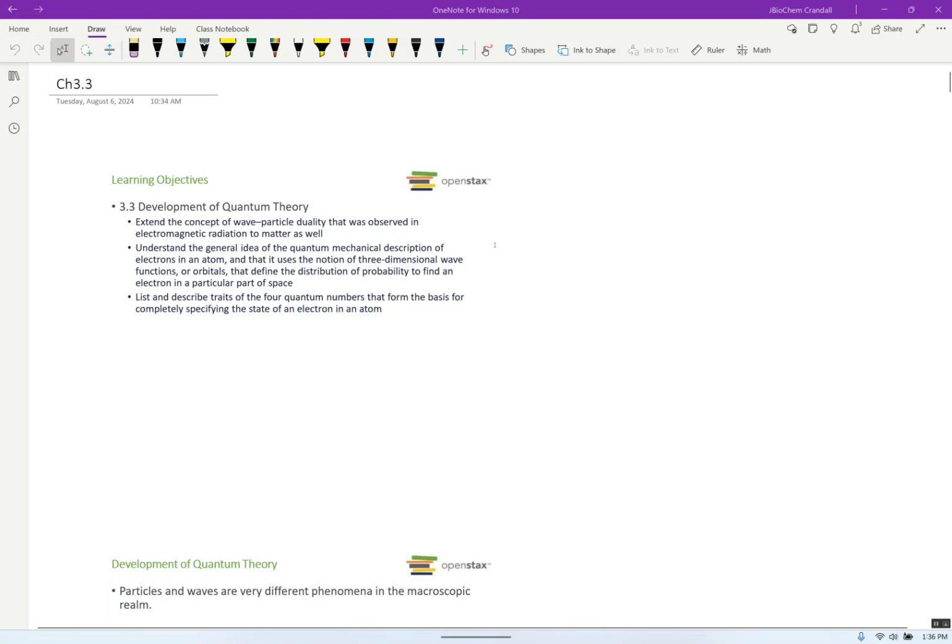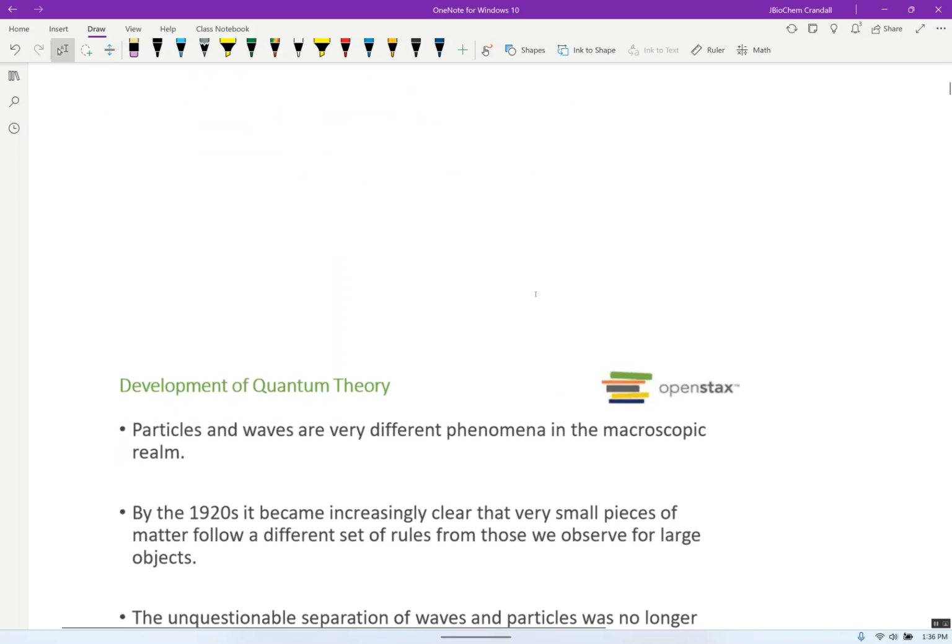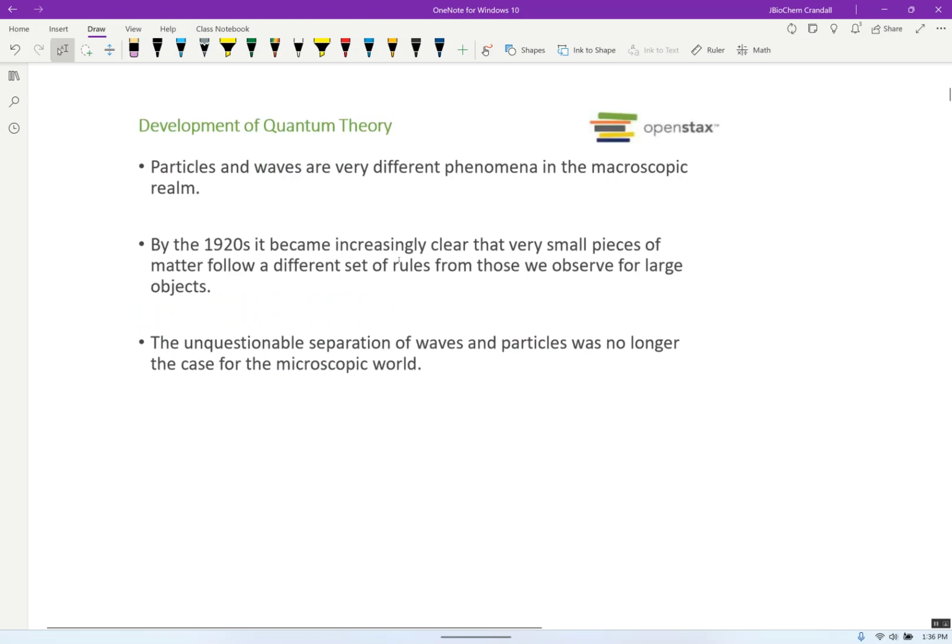So in 3.3 here, we're going to continue talking about these positions, the quantum numbers of these electrons. The big takeaway there is that we're describing the traits of the 4 quantum numbers that we're going to be looking at down there.